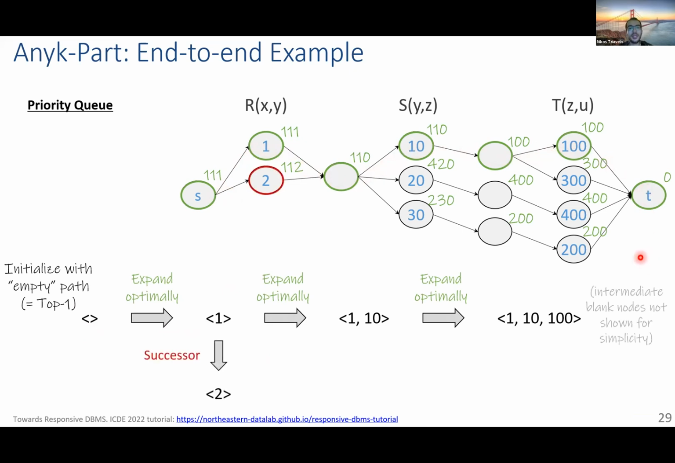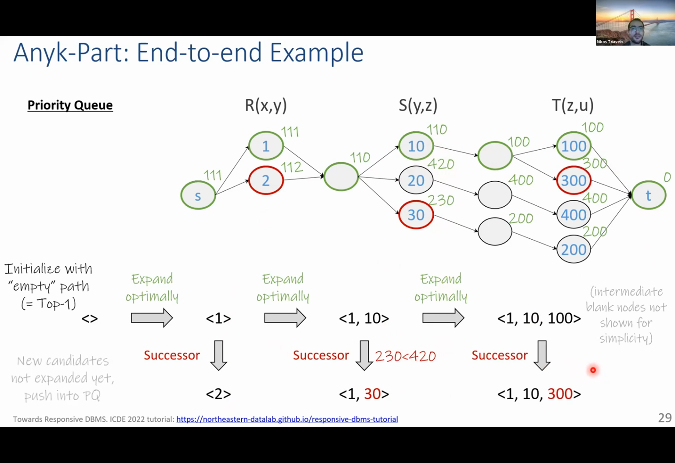Then we take the successor at each step. So we say, okay, instead of 1, let's consider 2 for the next iteration. And instead of 10, let's go to 30 here. Why 30? Because it's the successor. If you compare 110, 420, and 230, which are the DP weights, 230 is the next best one. So that's the successor. And we do the same for all the steps. And these are our candidates for the next step.